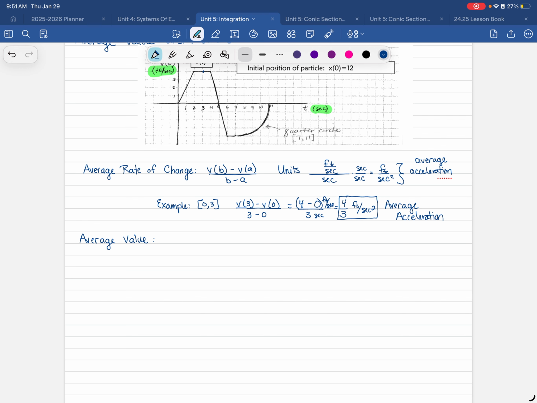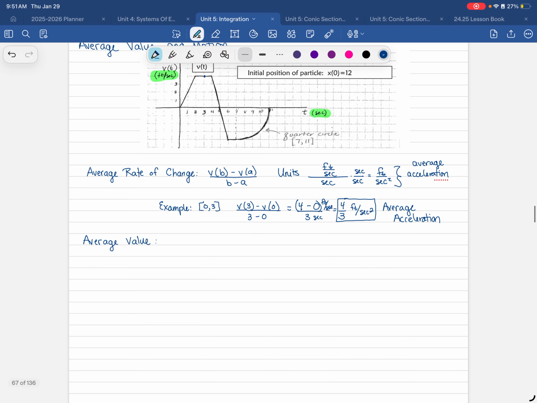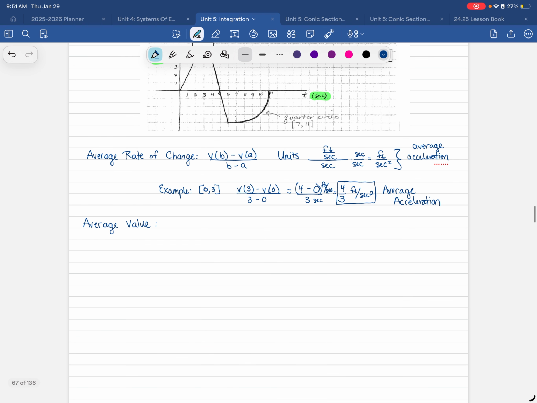If I wanted average velocity, I had to leverage the position graph or a position function. If I wanted average acceleration, I needed to leverage the velocity graph. We always had to work one behind. Now we can look at a graph where we have a velocity and actually find the average velocity. So our average value formula is going to be 1 over b subtract a.